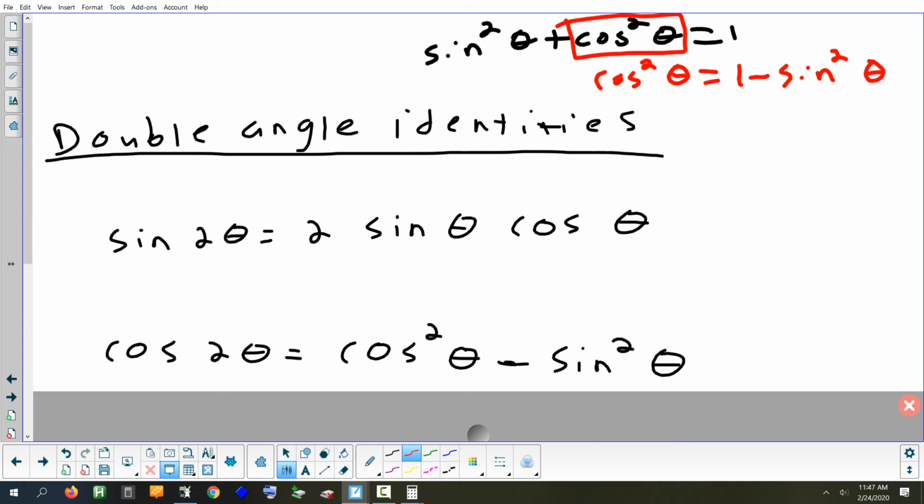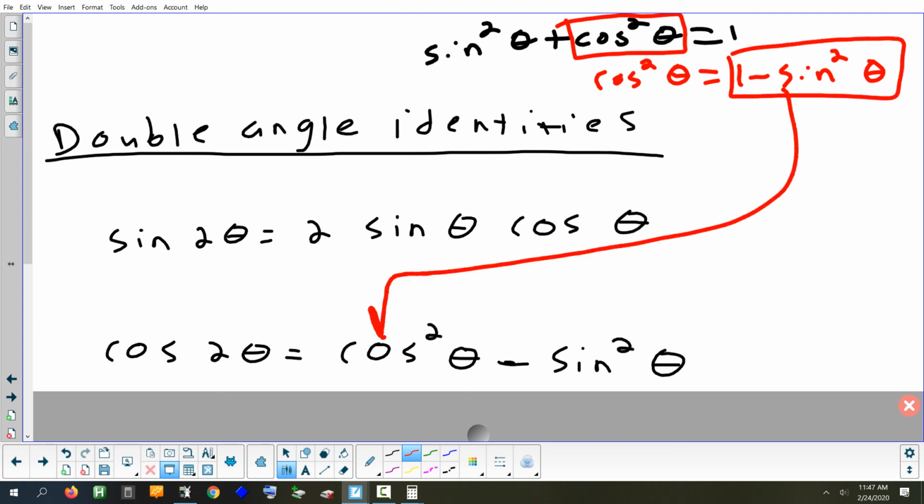Okay. So now, take that and fill it in right here. Don't erase what you have, because this is correct. I want you to have cosine squared minus sine squared. That's the first one. That's important. But we can make a second one.